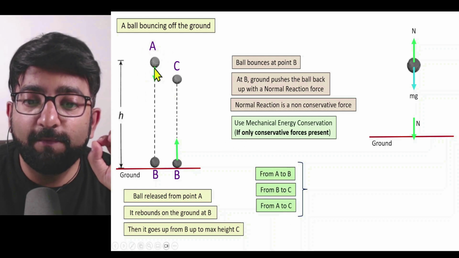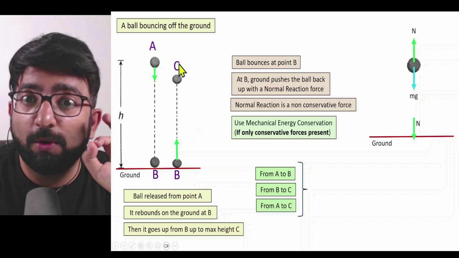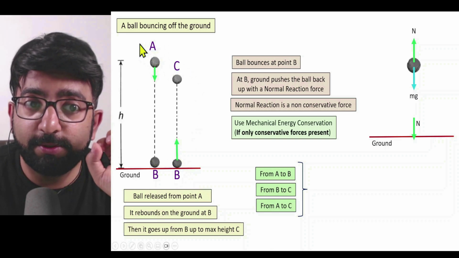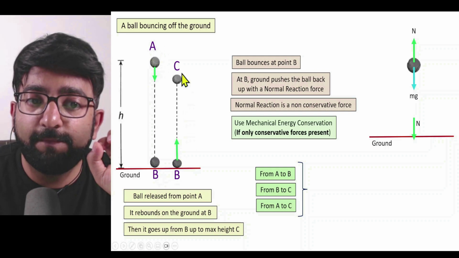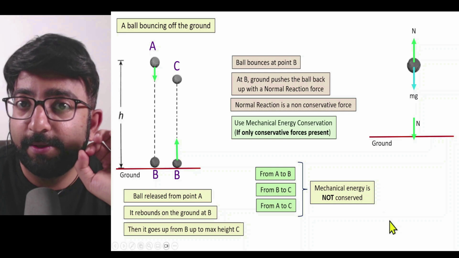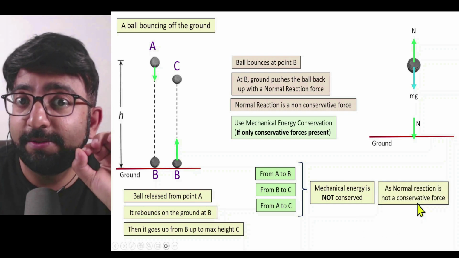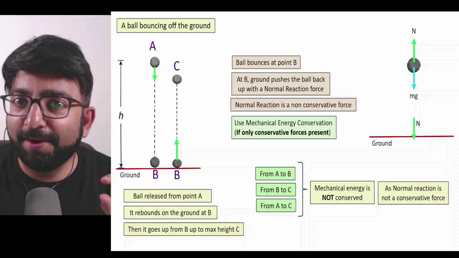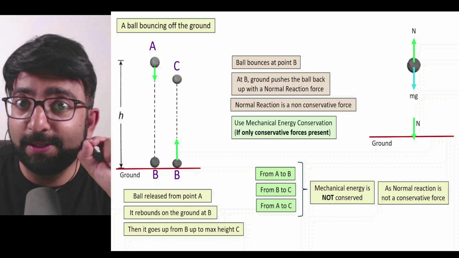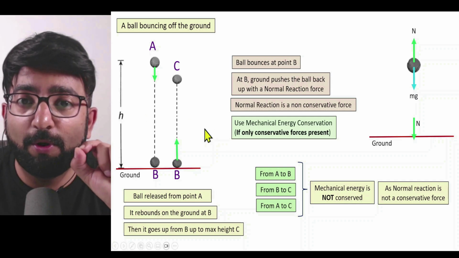If the object is going from A to B, or from B to C, or we consider the entire motion starting from A all the way till the final point, in these motions we cannot apply mechanical energy conservation because of the presence of normal reaction, as it is a non-conservative force. But there is a trick which we can use to apply mechanical energy conservation in such cases where the ball is bouncing off the ground.